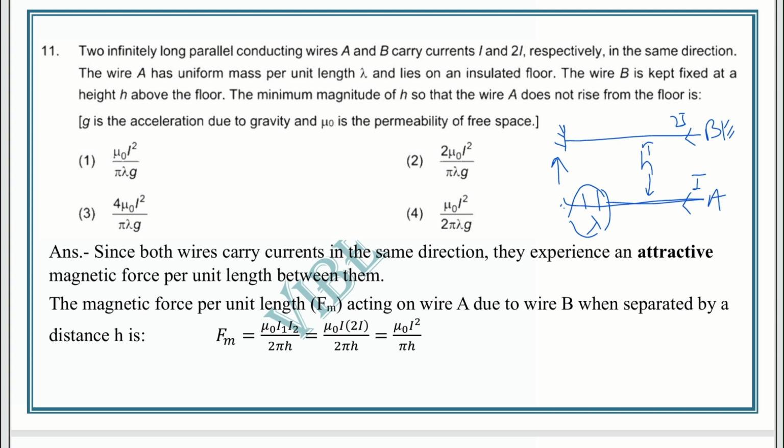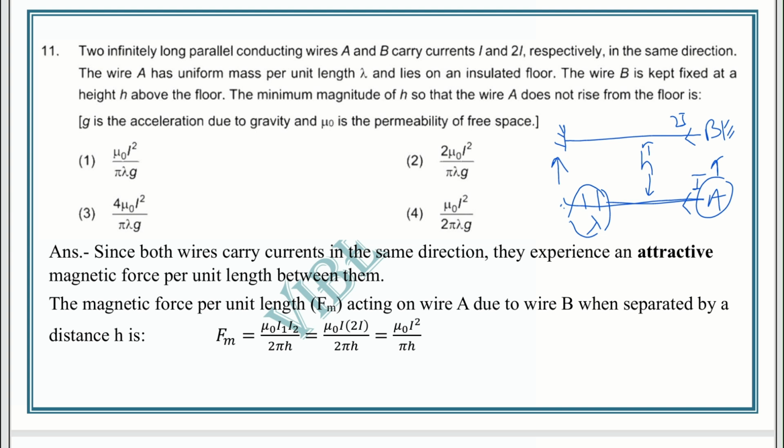Okay, the minimum magnitude of h so that wire A does not rise from the floor. So we are asking to find the minimum value of h for which A will not float, not go upwards. So how can we find that? We have to find the magnetic attraction force, which will be balanced by the gravitational force, or weight, of wire A.